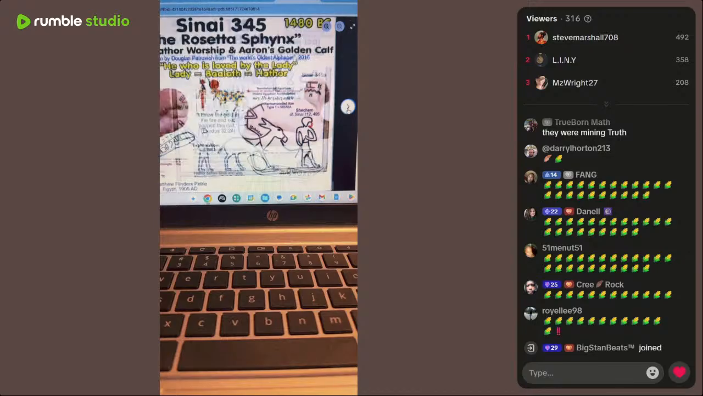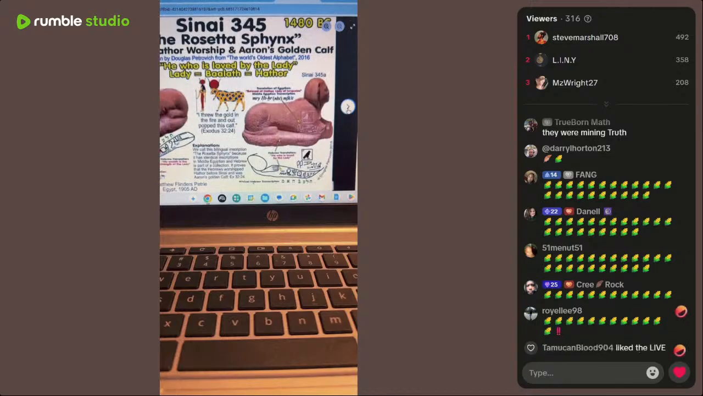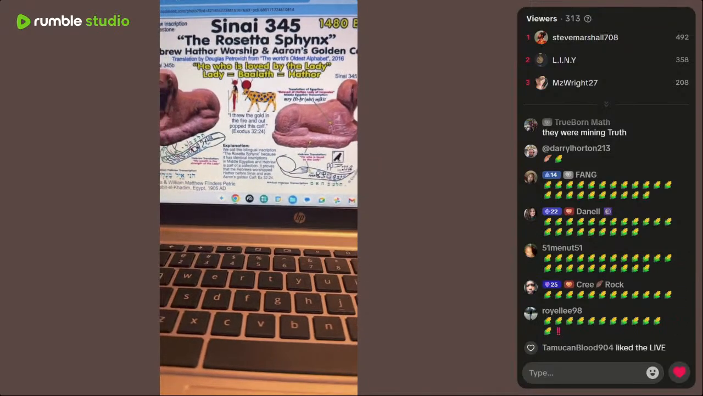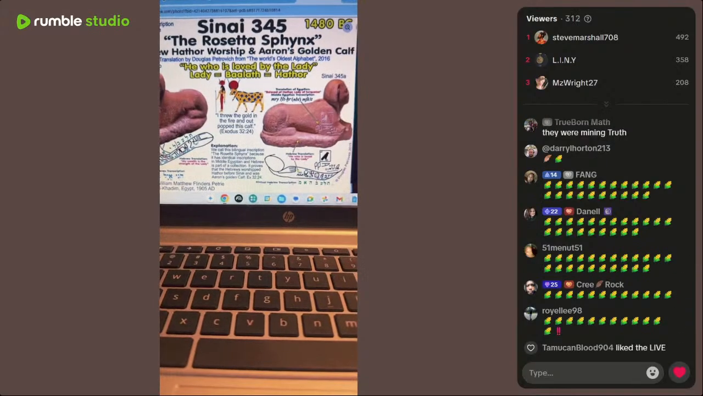Let's keep going. Now, this is the one that will enter. Now, it's the other one. So, Rosetta Sphinx, Hebrew Hathor worship, Aaron's golden calf. I threw the gold in the fire and out popped this calf.